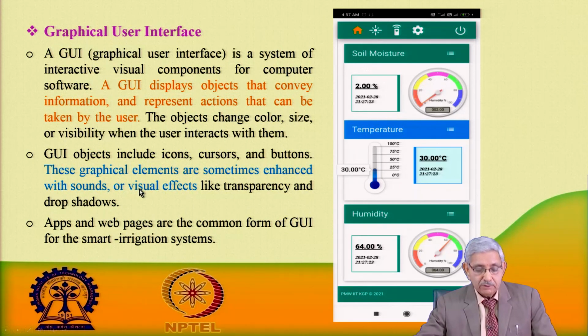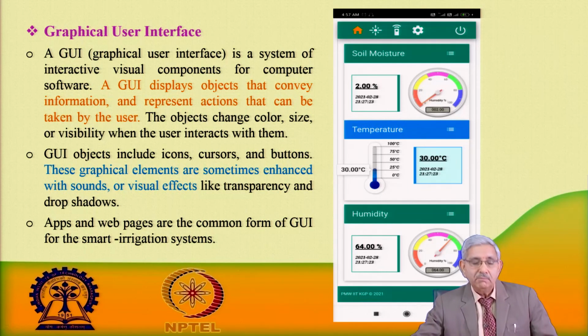The GUI objects include icons, cursors, buttons, and these graphical elements are sometimes enhanced with sound, visual effects, a buzzing sound, or visual effects like transparency and drop shadows. Apps and web pages are the common form of GUI for a smart irrigation system.